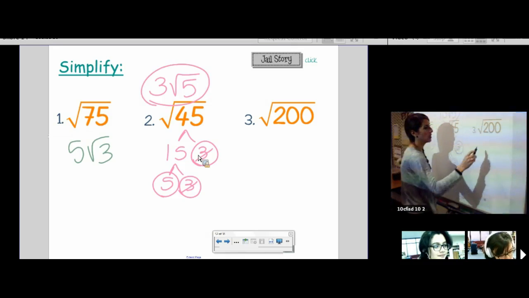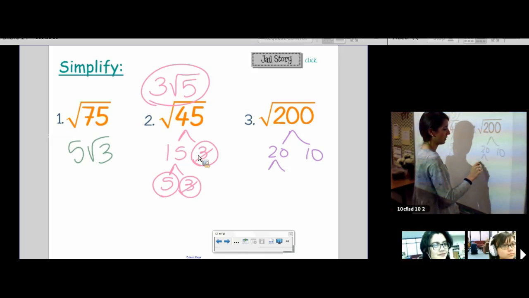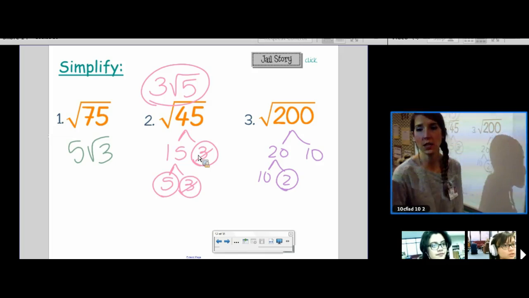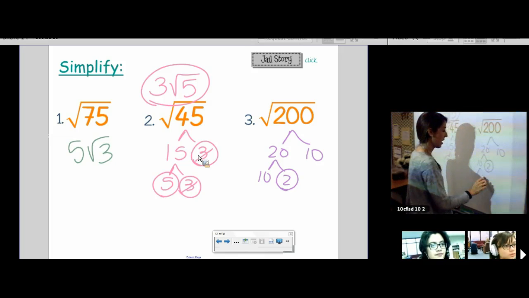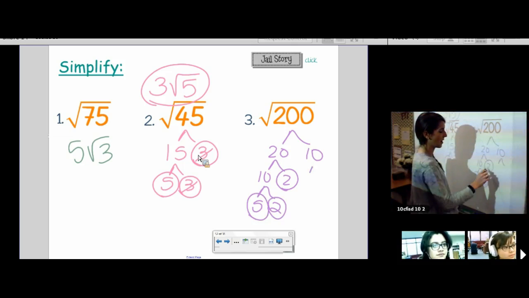All right. 200. Let's do 20 and 10. 10 and 2. Oh, I got to a dead end. When you get to a dead end, you stop and circle it. I know there was an easier way. I'm showing the long way. I know.